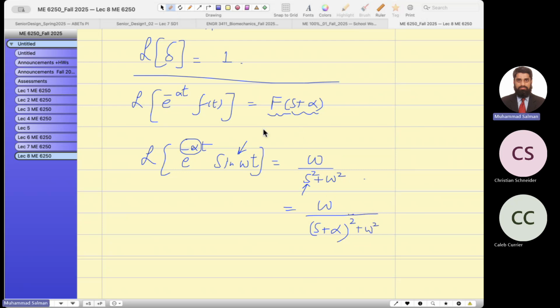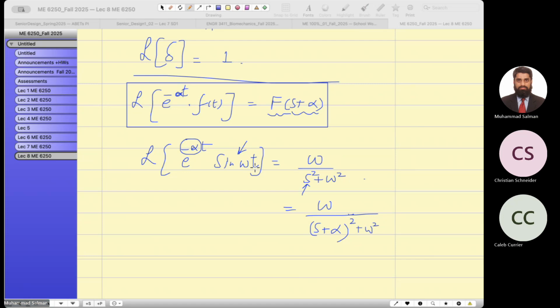So this is coming from this property. If in the time domain it is multiplied by e to the negative alpha t, you have to add this delay. Similarly, if you have, let me show you this formula here.